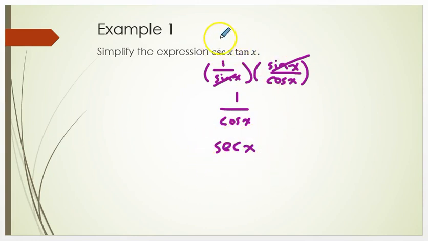So here we have simplified the statement cosecant times tangent by changing things to sines and cosines and then seeing if anything canceled out or reduced from there.